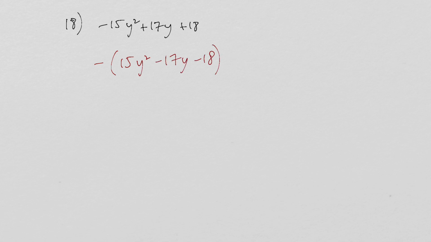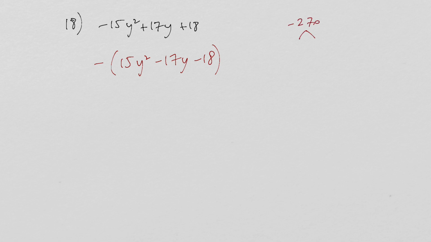Number 18 says negative 15y squared plus 17y plus 18. Now I personally don't like this negative, so I'm going to factor it out. And that flips the sign of everything in there. Now, the product of these two numbers, I'll just grab a calculator. 15 times 18 is 270. And it's a negative 270. So off on the side, I'll write negative 270.